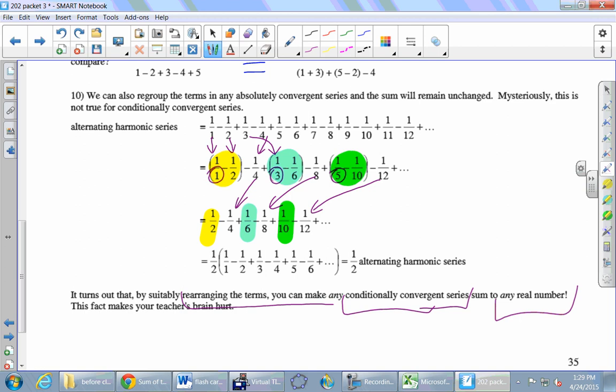So again, really wild. But any conditionally convergent sequence, you can rearrange the terms in a way that the sum will actually be any number you want. You can make it equal pi or negative 112,517. Half of what it was. Anything. Gabe.